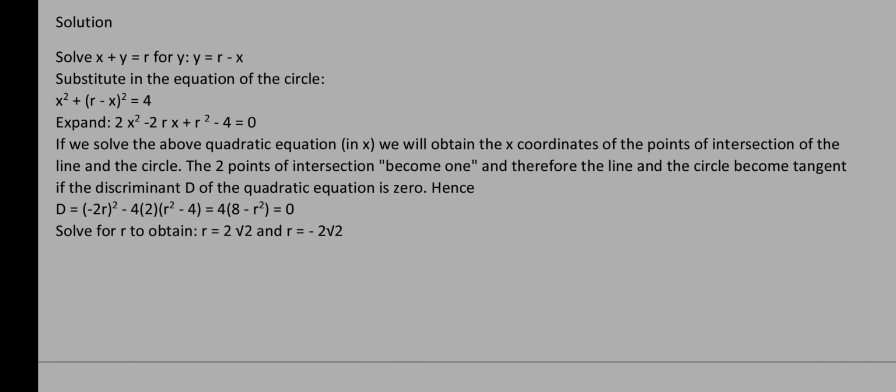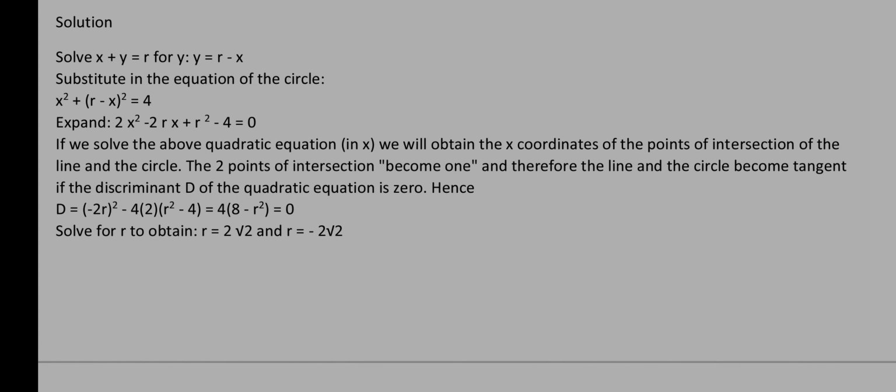If we solve the above quadratic equation in x, we will obtain the x coordinates of the points of intersection of the line and the circle. The 2 points of intersection become 1, and therefore the line and the circle become tangent, if the discriminant d of the quadratic equation is 0. Hence, d is equals to (negative 2r) squared minus 4 times 2 times (r squared minus 4) is equals to 4 times (8 minus r squared) is equals to 0.